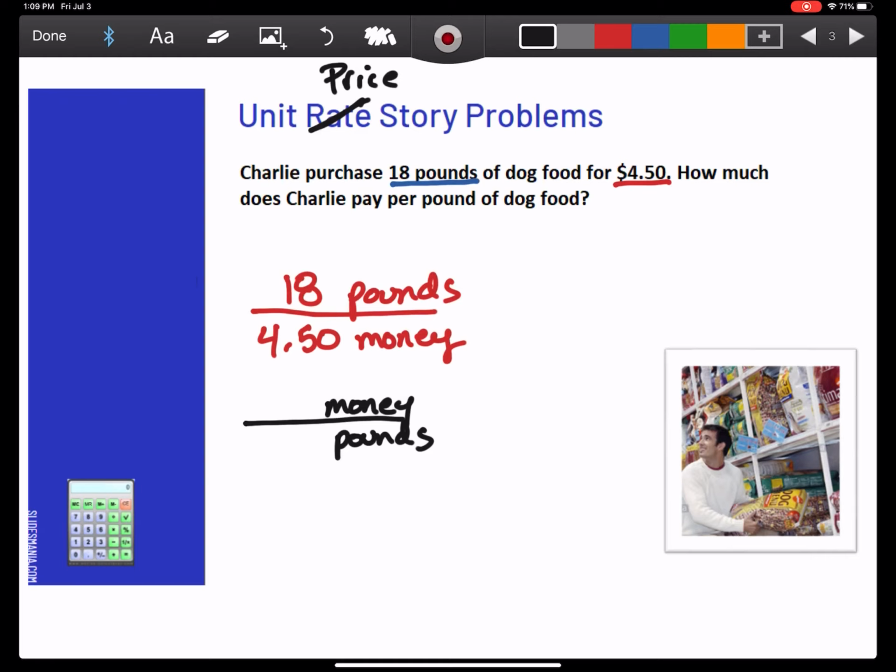Now we see that the $4.50 has to go in the numerator, and the 18 has to go in the denominator. Why? Because the $4.50 was talking about the money, and the 18 was talking about the pounds. Money always goes on top. Now, we probably don't know this right off the top of our head. Even if you think you do, just go ahead and check it in your calculator. Make sure that you don't just type in 450, because that's not the number. 4.50 divided by 18, because this is what we have.